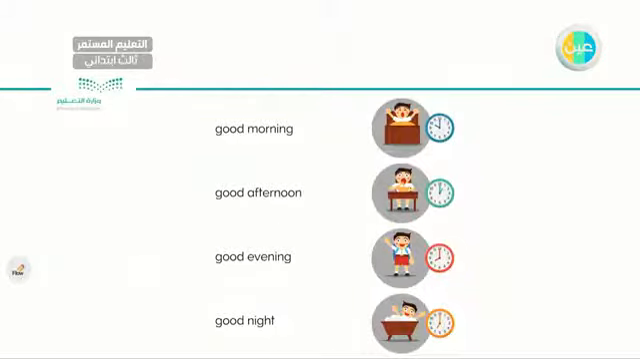Also, I need you to help me with this exercise. As you can see, I have the daily routine of this boy. Starting with the first one, I have good morning. He just woke up. It's 10 o'clock in the morning. The next one I have is good afternoon. He's having his lunch or a snack. Next one is good evening. And the last one, he's having a bath before going to bed. It is good night. Let's go to the next one.